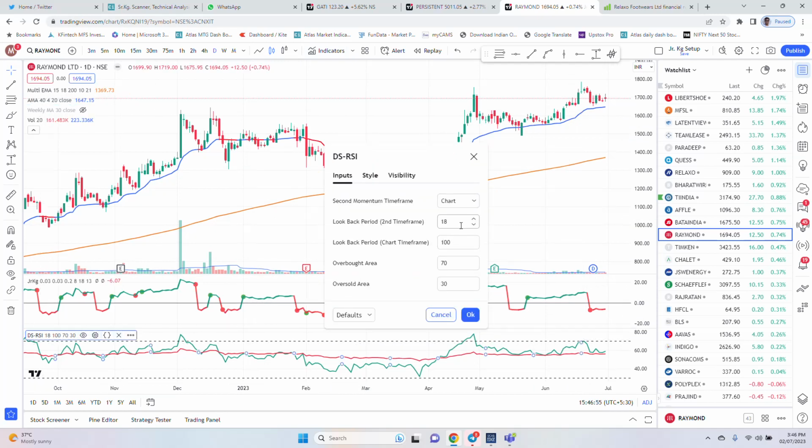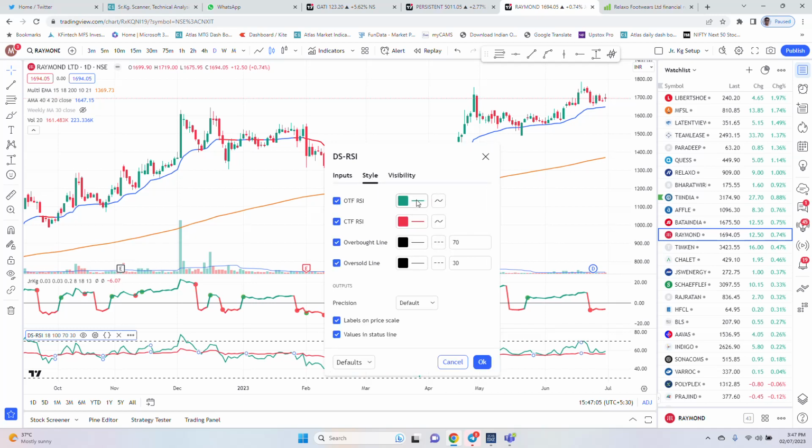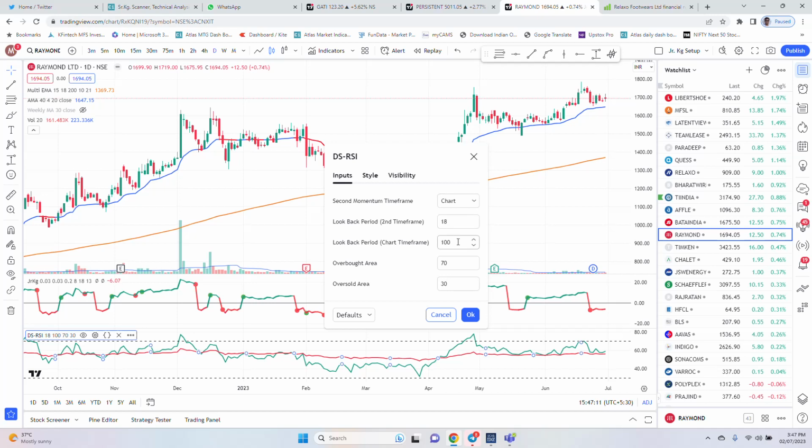The default setting will be something else, so you need to change it to 18 and 100. Then you can change the color of the lines depending upon whatever color you want to select, but the setting has to be 18 and 100.